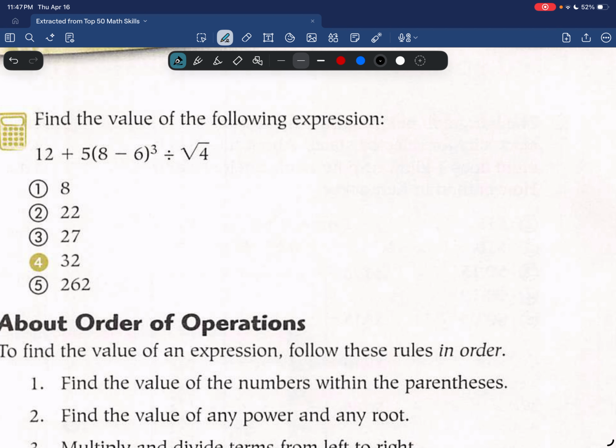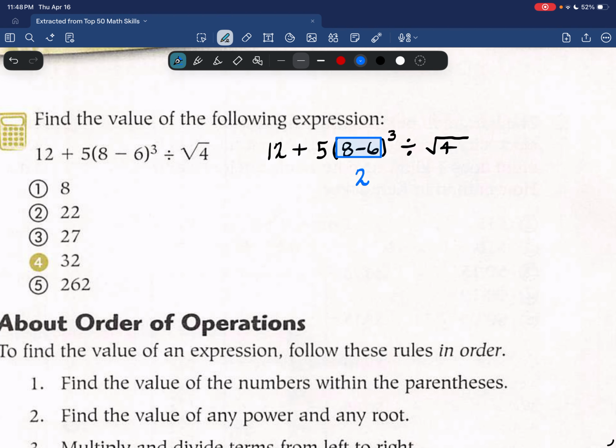And let me write it up here so I can work with it. I have 12 plus 5, parentheses, 8 minus 6, parentheses, third power, divided by the square root of 4. No matter how tempting it is, start with the parentheses. So I'm going to do this step first. 8 take away 6 is 2.